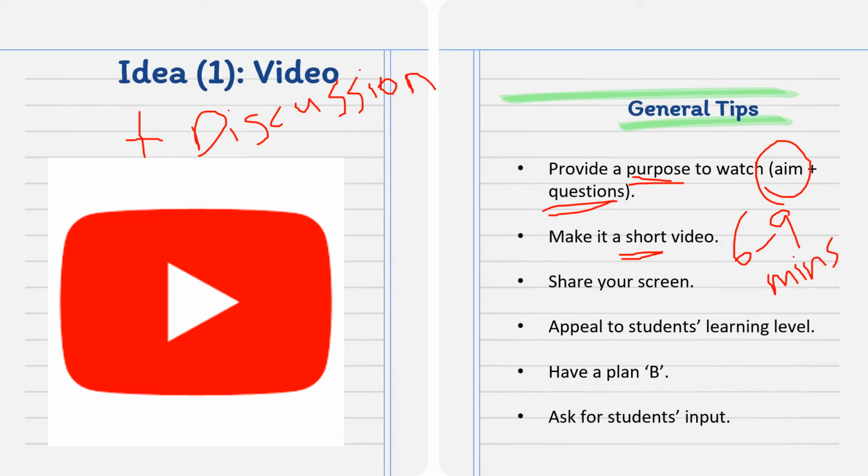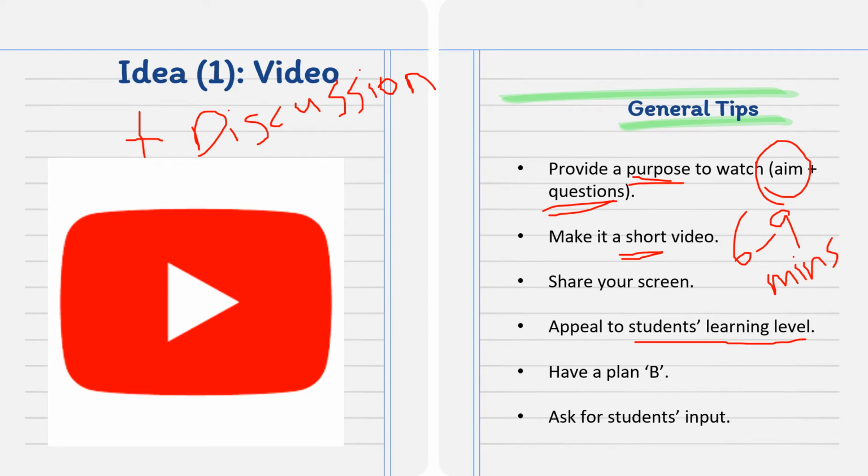So don't send them the link and tell them to watch. You can do that after the session if they want follow-up. But during the session, play the video, share the audio, share your screen, and discuss it with them. Also, make sure that the video is not too difficult and not too quick and not too easy. It has to appeal to your students' learning level.